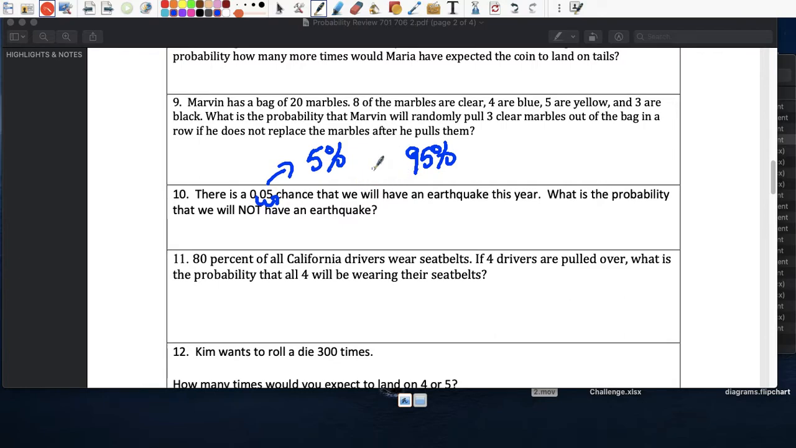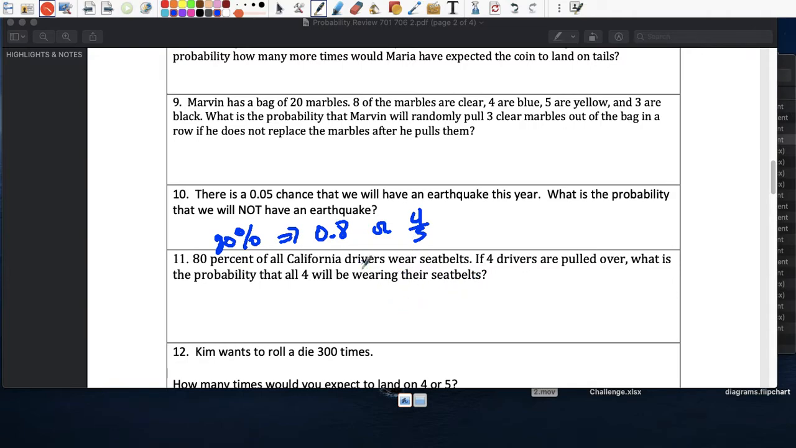So if you chose to change it to percent, it would not have been a problem, or even a fraction. 80% of all California drivers wear seatbelts. If 4 drivers are pulled over, what's the probability that all 4 will be wearing their seatbelts? Not everybody wears a seatbelt. So the probability of the first person wearing a seatbelt is 80%. You can change this to 0.8 if you like, or to 4 out of 5, whichever one you want to work with.